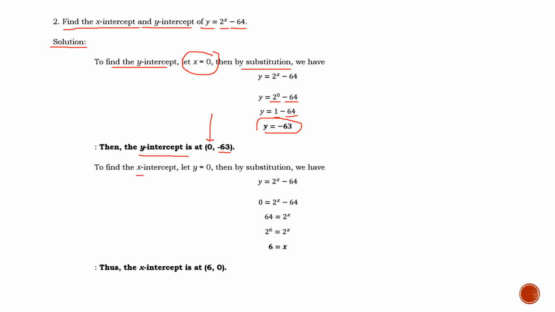So for the x-intercept, we're going to conclude that y is equal to 0.